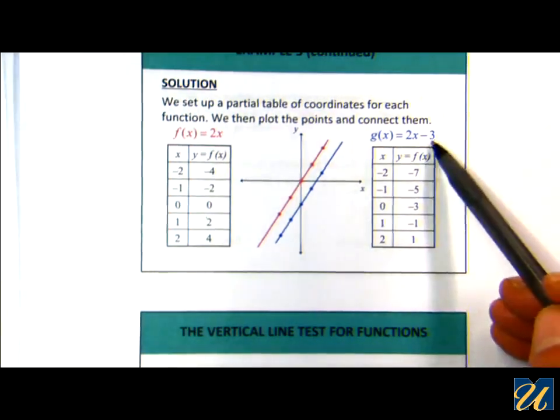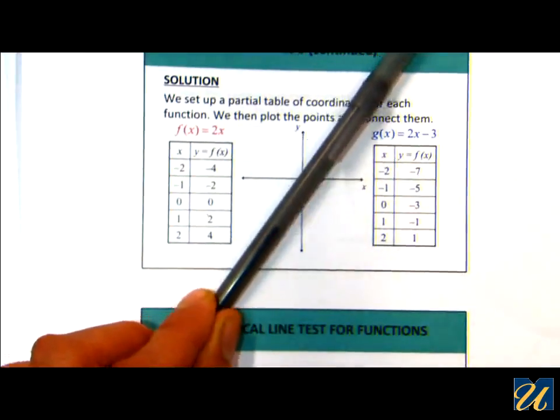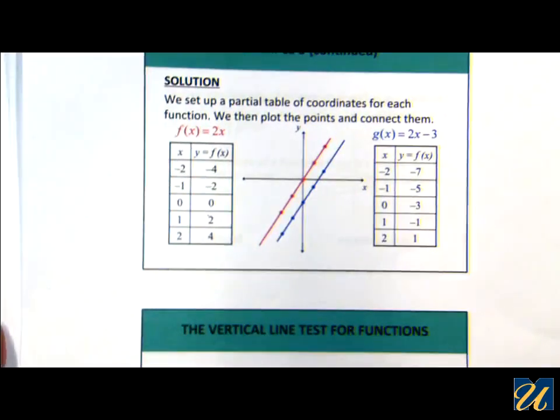The minus 3 simply means that you take the graph of the f function, and if you slide every y coordinate down by 3, you can obtain the graph of the g function. This is called a graph transformation. In particular, it's called a vertical translation.